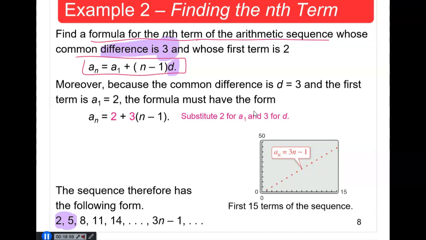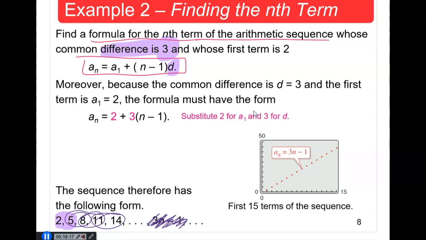Now remember, you should always check more than one difference. So 8 minus 5 is also 3, 11 minus 8 is also 3, 14 minus 11 is also 3. Okay, and I do have the answer here, but don't pay attention to it, pretend it's not there. So we start with the common difference.